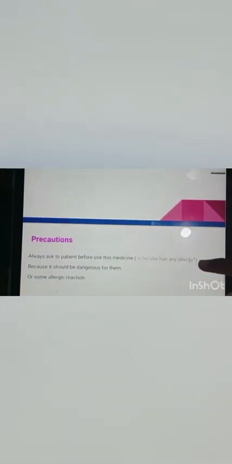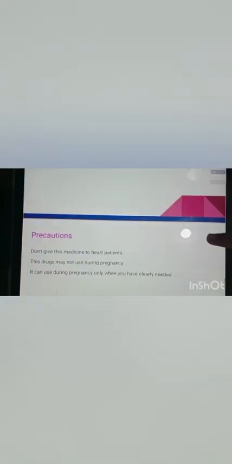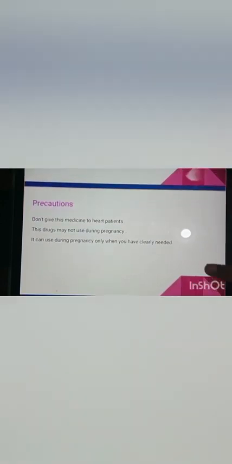And precautions: always ask your patient before using this medicine if he or she has any allergy, because it could be dangerous for them or they could have an allergic reaction. Don't give this medicine to heart patients. This drug may not be used during pregnancy. It can be used during pregnancy only when clearly needed. This is a short topic on albuterol drugs.